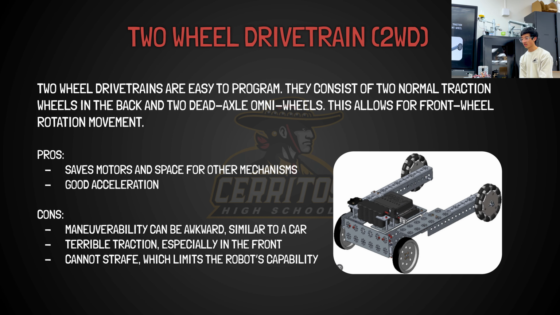So this is one example of a drivetrain. It's called the 2-wheel drivetrain. I actually have an example from one of our VEX robots. 2-wheel drivetrains are easy to program. They consist of 2 normal traction wheels in the back and 2 dead axle Omni wheels. This allows for front wheel rotation movement.